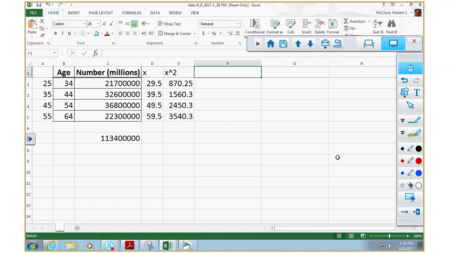All right, now what are we going to put here? We've got x, we've got x squared, so what's this column going to be called? F times x, and what's the next column going to be called?